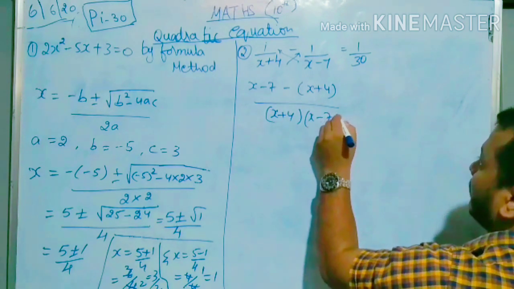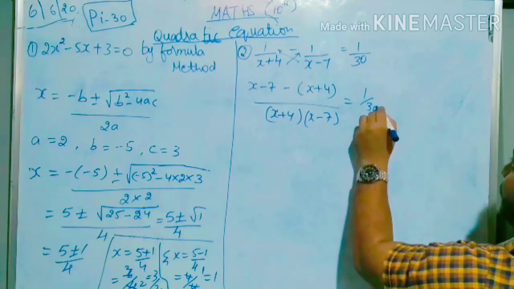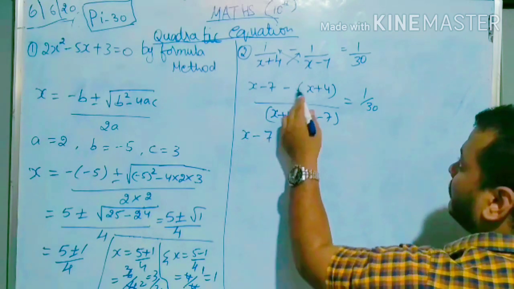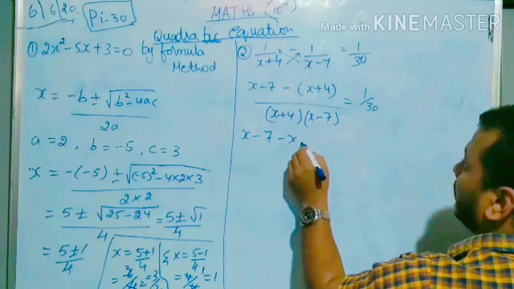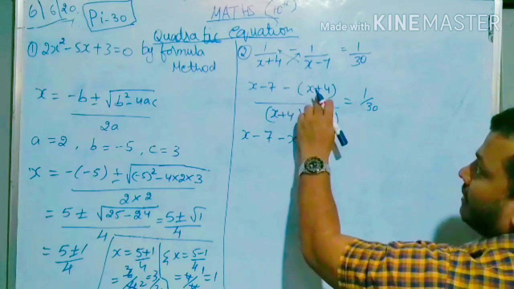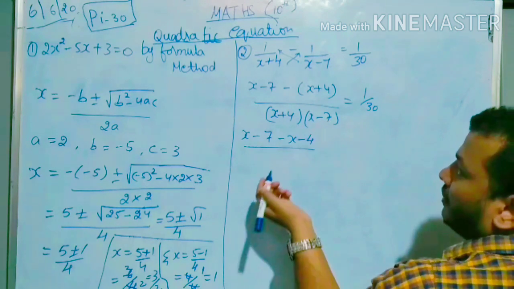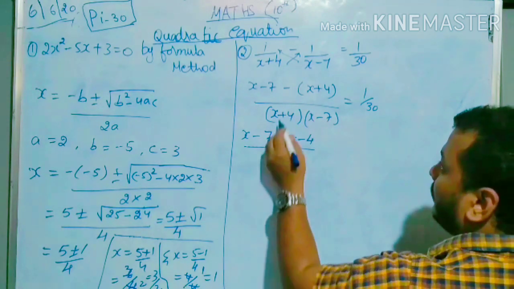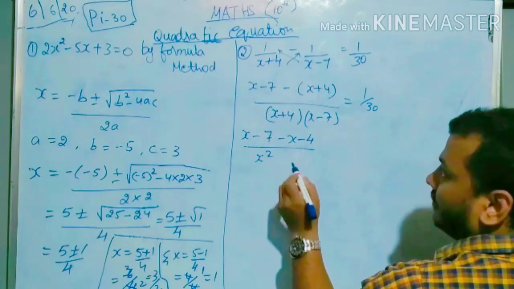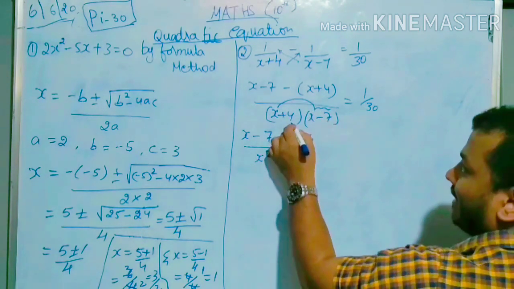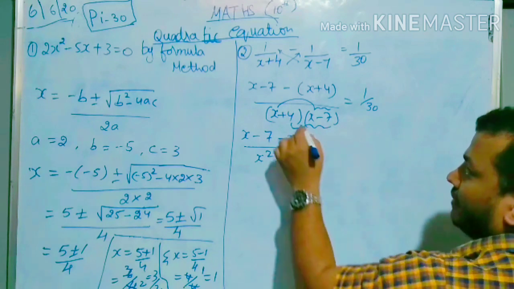And this x minus 7 is equal to 1 by 30. Now expand this: x minus 7 minus x plus minus minus and plus is a minus 4 whole divided by. Now if you want, you can multiply here. So if you multiply, it will become the x square. This first will multiply to both. Again this second will multiply to both.